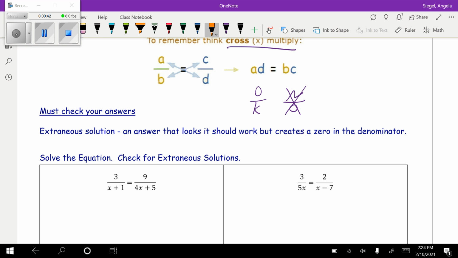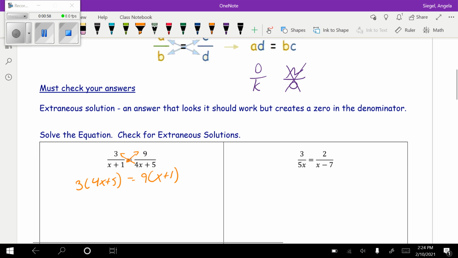Okay, so let's look at this first equation. We're going to do cross multiplication. So I get 3 times 4x plus 5 is equal to 9 times x plus 1. Notice we're cross multiplying. Then we're just going to do basic algebra. I'm going to distribute the 3 and distribute the 9. So 12x plus 15, 9x plus 9, and then I'm going to solve for x. So go ahead and do that.